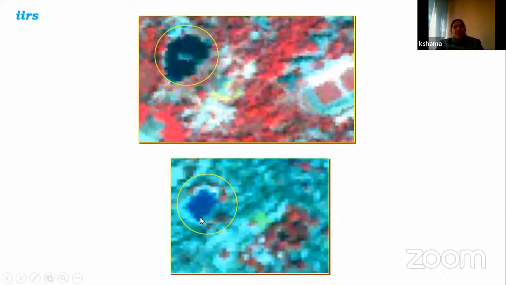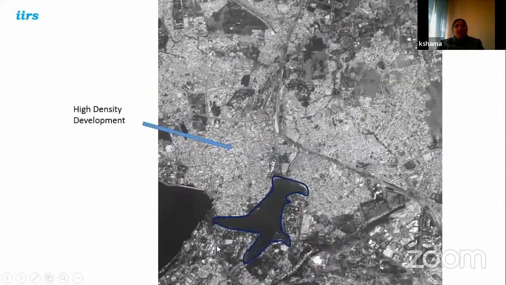But here, the shape is indicative that this is a man-made water body and the water is also not much. And here, a lot of urban development is there in the surrounding. So definitely it is not a swimming pool, it is a pond, because a lot of development can be seen in the surrounding. Like this, we can keep on identifying the features.